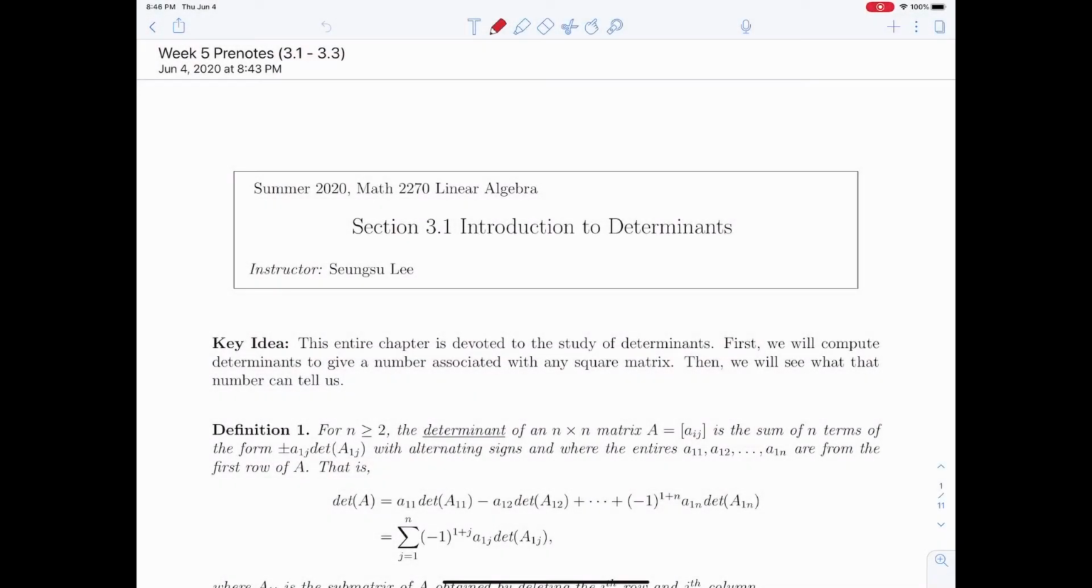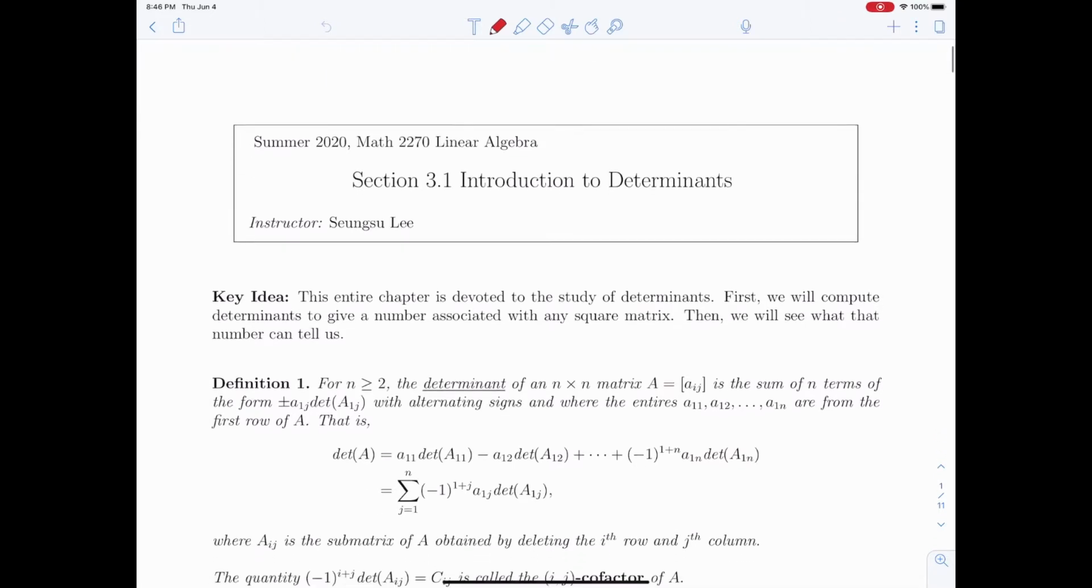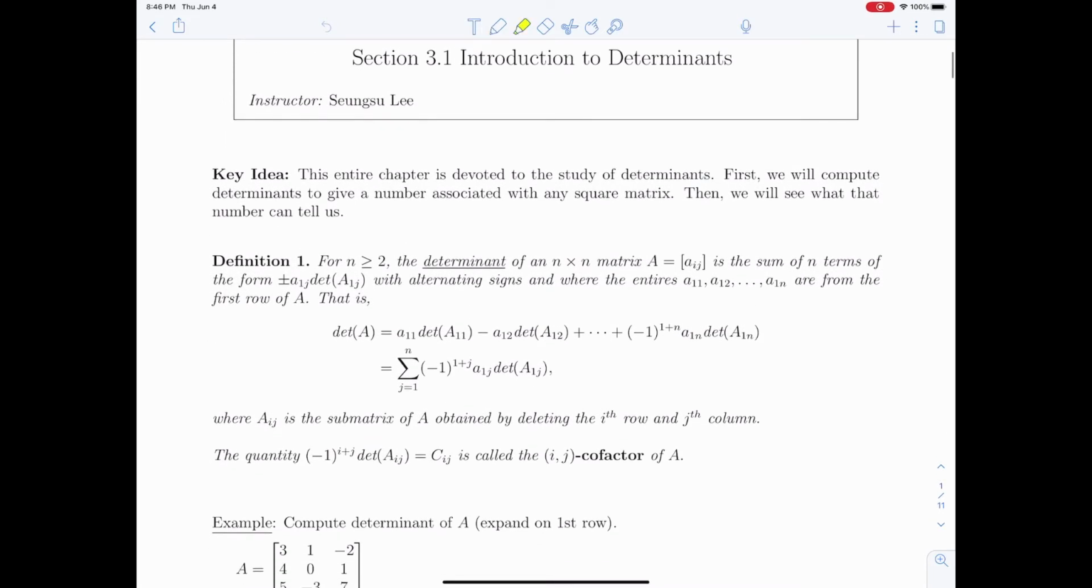So in this section, we're going to define determinants of a matrix in a general setting. Suppose that A is an n by n square matrix, then the determinant of A is given by this large alternating sum, where A sub ij's are submatrices of A obtained by eliminating the ith row and jth column. I think the definition becomes easier when you think about an example.